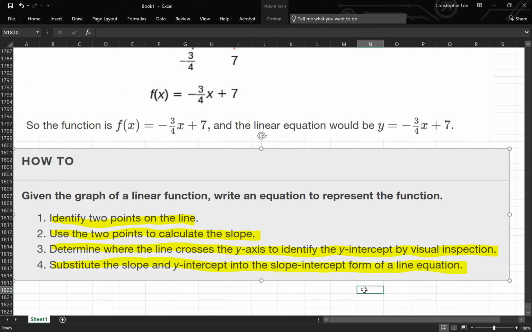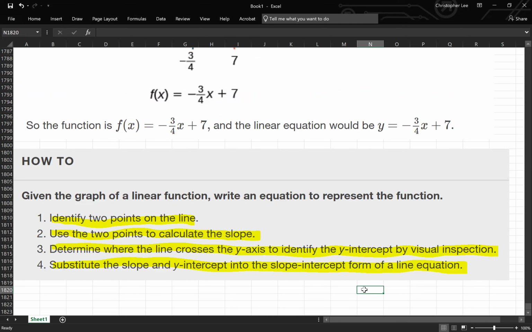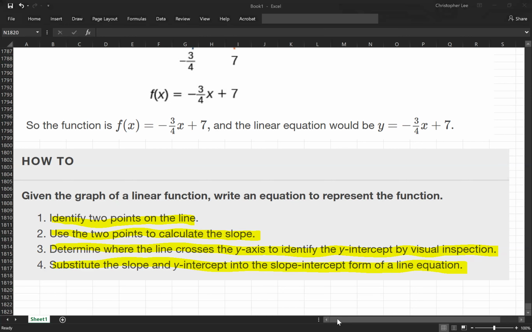Given the graph of a linear function, write an equation to represent the function. Identify 2 points on the line, any 2 points. Use the 2 points to calculate the slope. Determine where the line crosses the y-axis to identify the y-intercept by visual inspection. Substitute the slope and the y-intercept into the slope-intercept form of the line equation. That's it. All right, let's keep it moving.